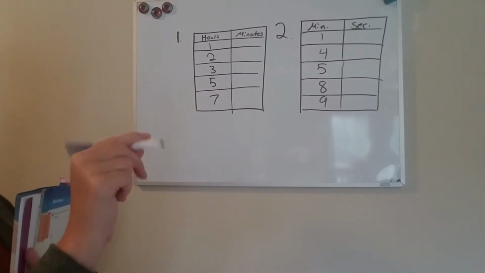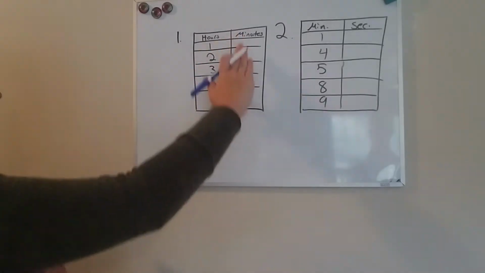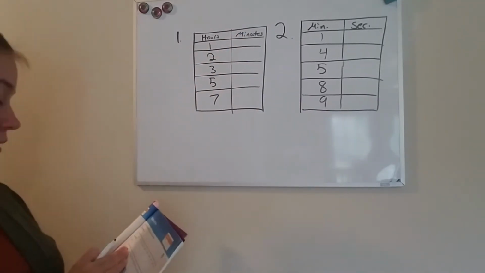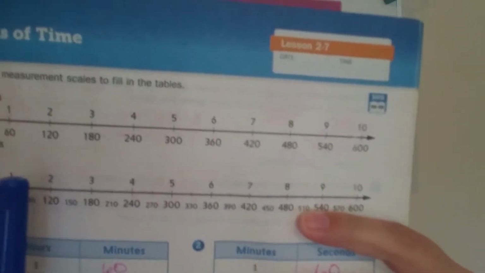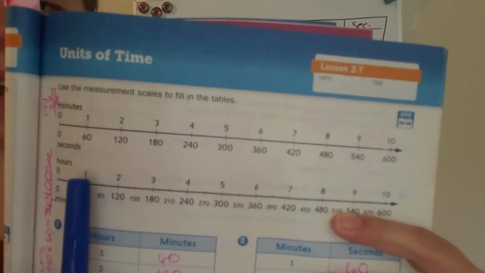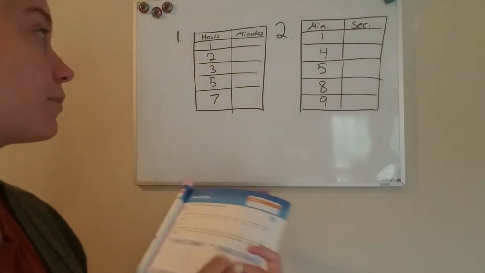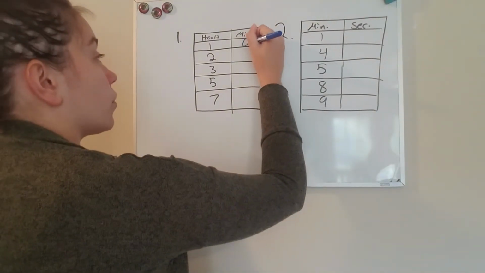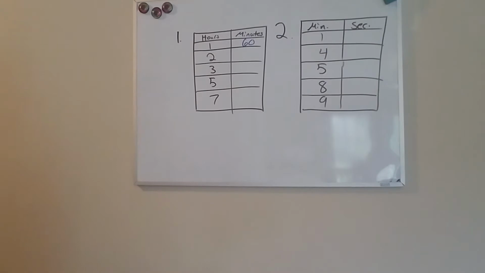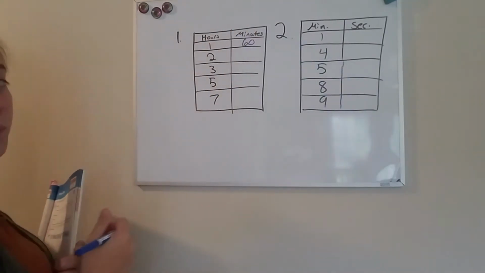So let's use this line scale to fill in this chart. I'm going to use blue so you guys can see my answers in this section, okay? So I'm looking at my scale. And my second scale says hours and minutes. And 1 hour equals 60 minutes. So I am going to fill in 60. Okay, and we don't have to include our unit because it's already at the top.